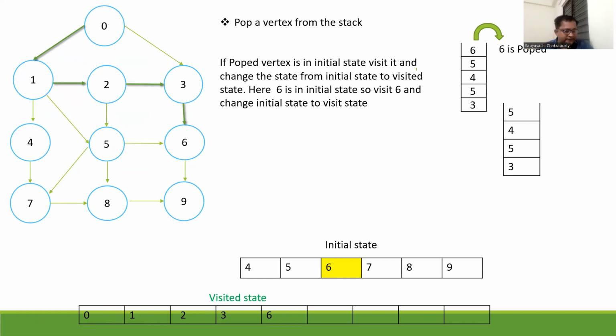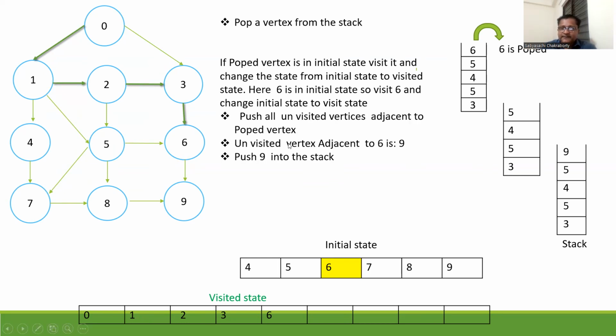So 9 we are having as the visited adjacent array of 6. So as we are having 9 as the adjacent of 6, we have to include it in the top of the stack, just like this. 9. 6 is taken out, and 9, the only child of 6, is put into the stack.